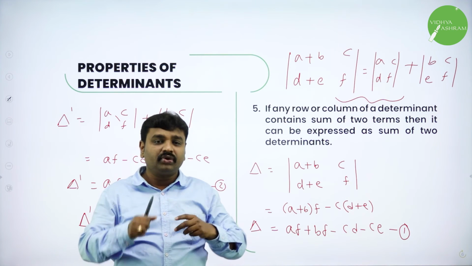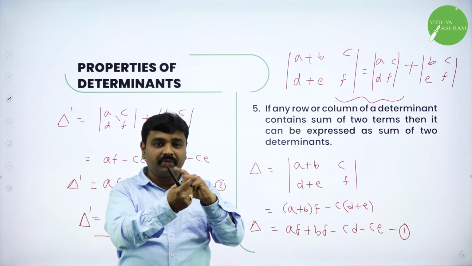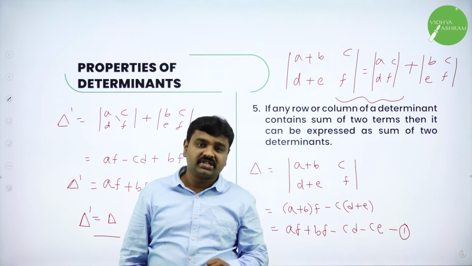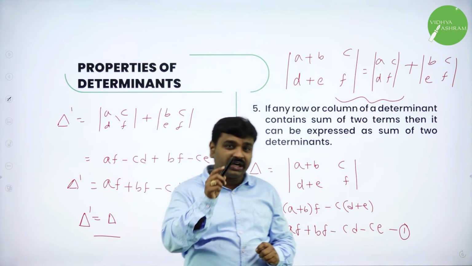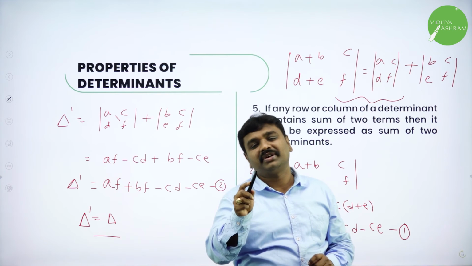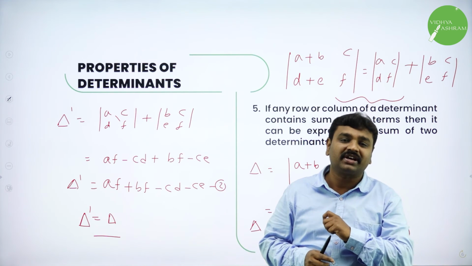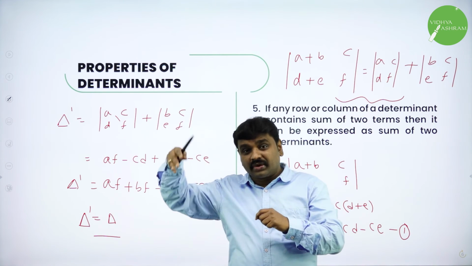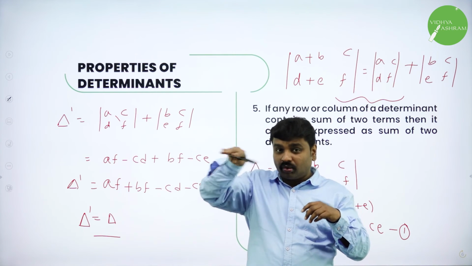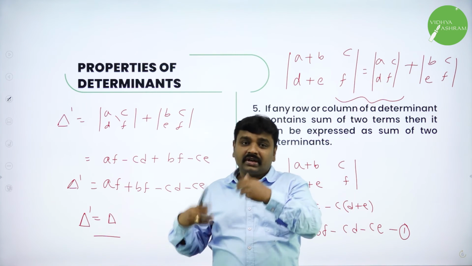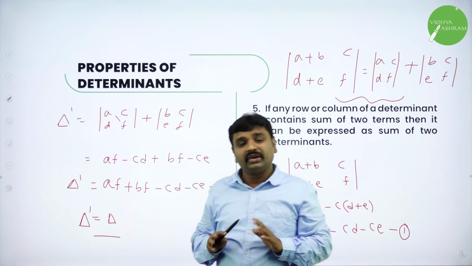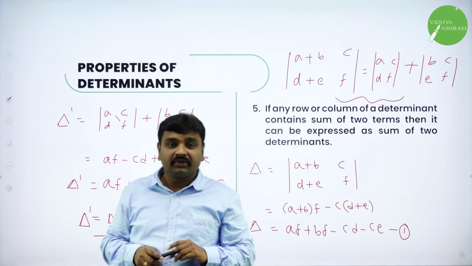Then second property, if you interchange any 2 rows or any 2 columns, then the sign of the determinant changes. Third one, if any 2 rows or any 2 columns are identical, then the value of determinant is 0. Third is an interesting property because it will save your time. If any 2 rows or any two columns are same, you can blindly put 0. No need to expand. And fourth property, we have proved.